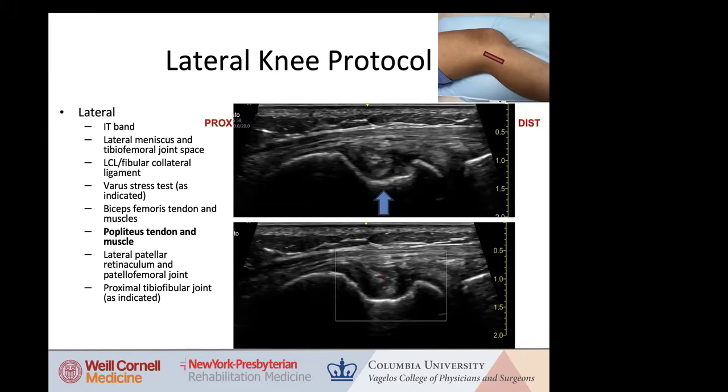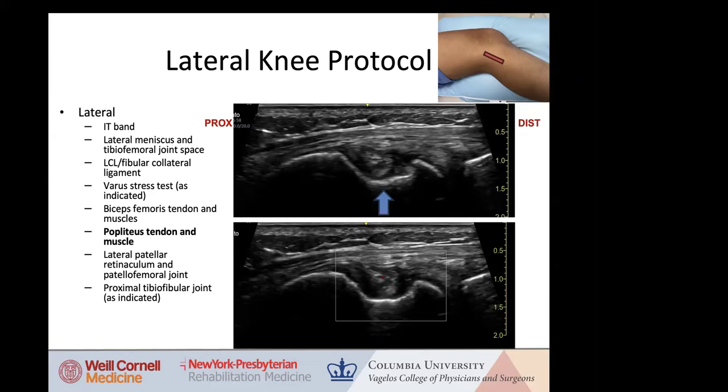When you first presented this case, at least in my experience, way at the top of the differential diagnosis is symptomatic lateral compartment OA. And I have found ultrasound to be really useful in this situation because oftentimes you can see findings before radiographic changes. And so it can be helpful.